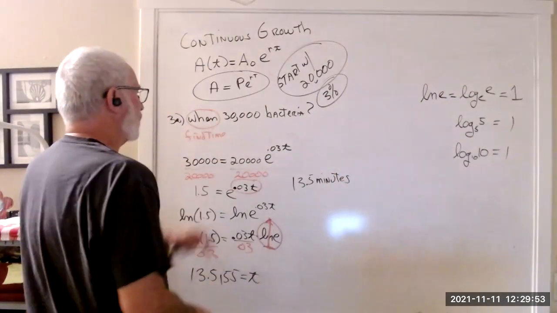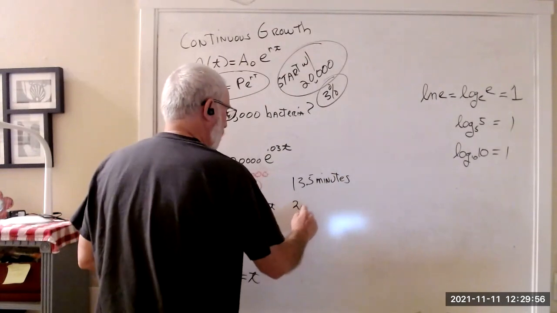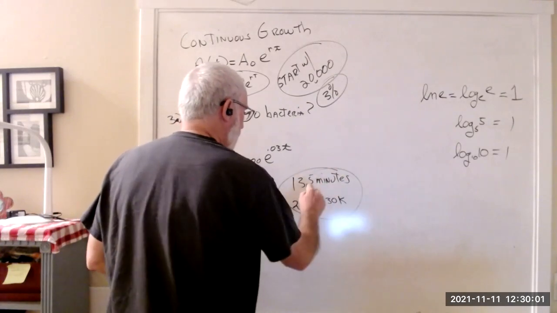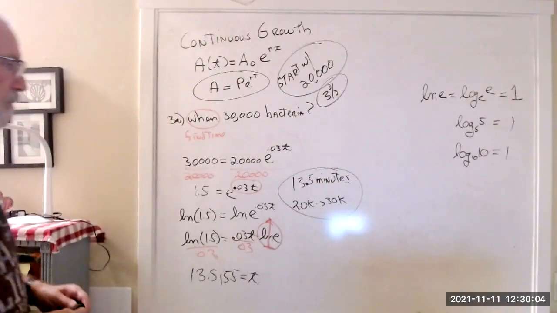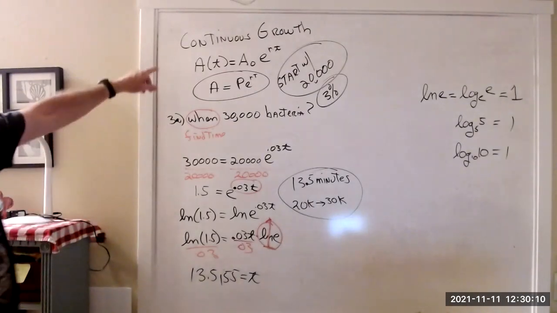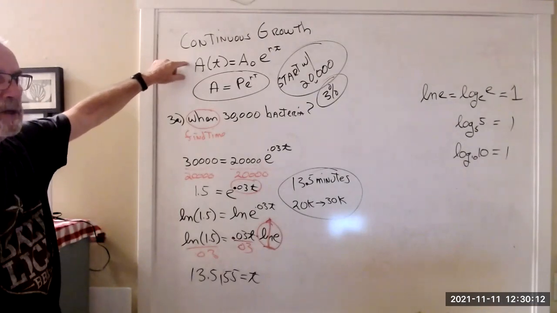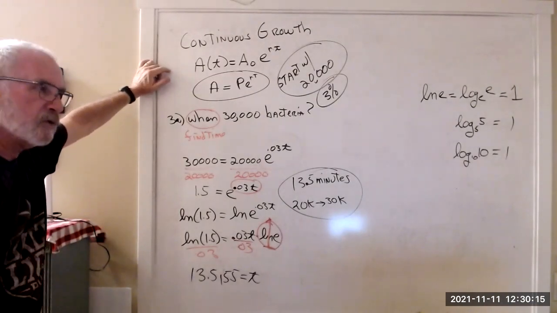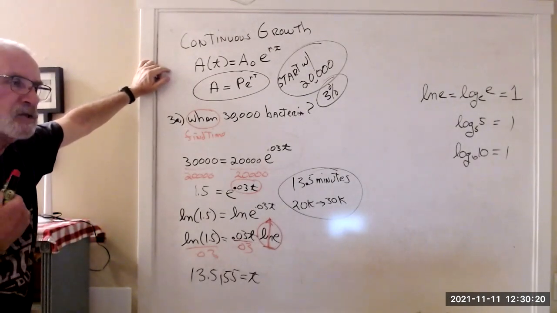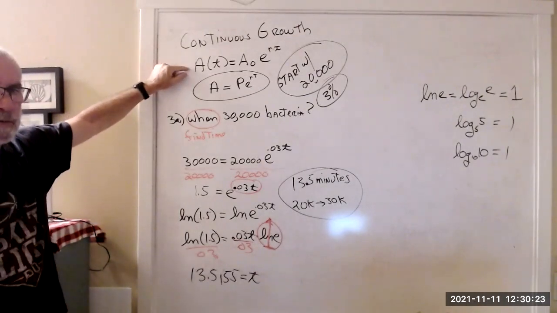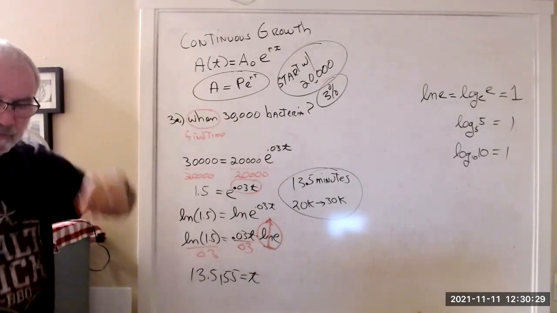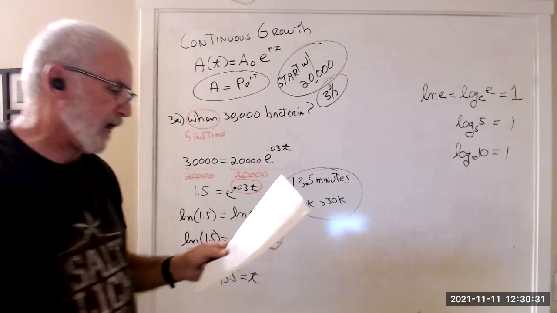these little suckers will grow from 20,000 to 30,000. That's called continuous growth. That's the formula. Again, when I give you the formula, use the formula. You don't have to look up anything. My answer key will be based on this formula. So use it.